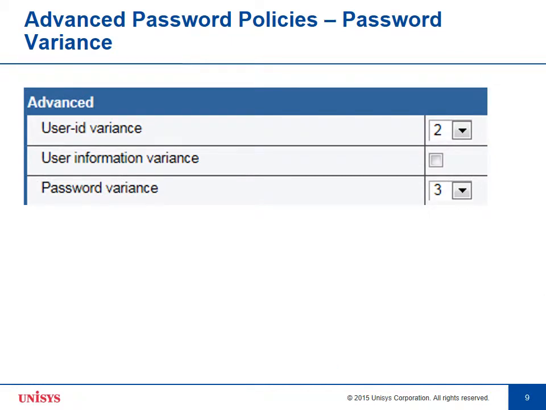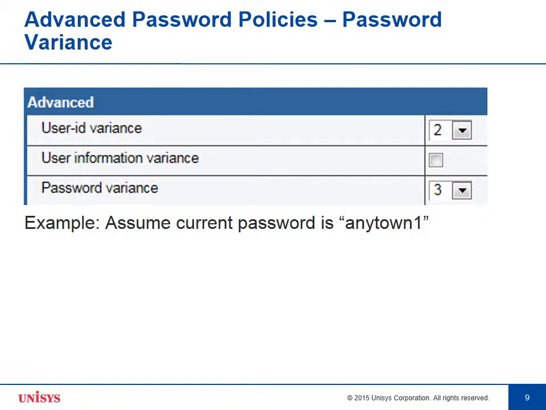Password variance is the number of characters by which a new password must differ from the current password. The range is from 0 to the number specified by the maximum password length option. The comparison is made using case insensitivity. So for example, assume the current password is anytown1.